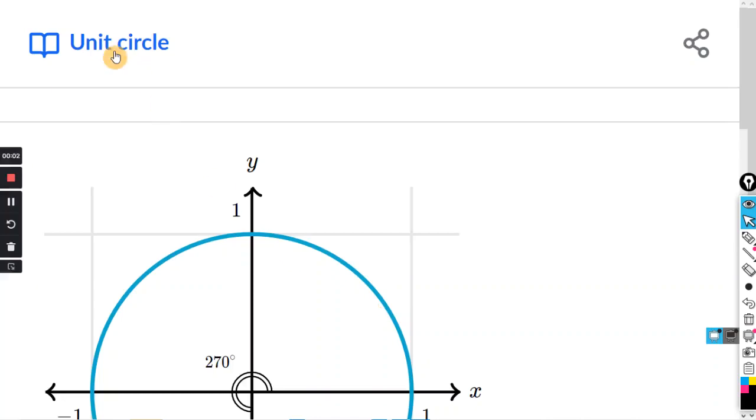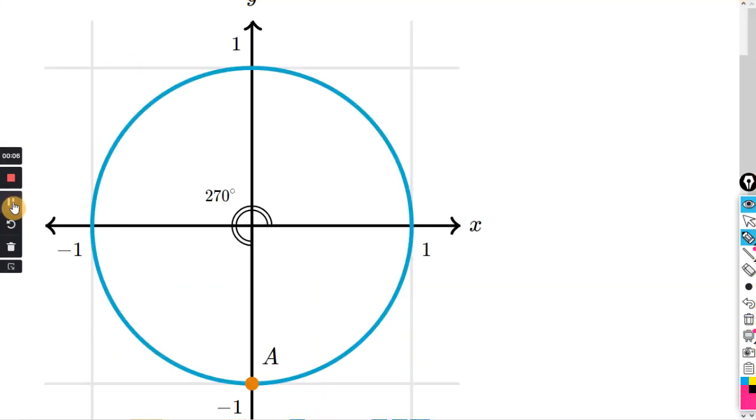This will be for the exercise on the unit circle. So just a few things to remember. When you draw an angle on the unit circle, you start at the positive x-axis and you head in the counterclockwise direction.